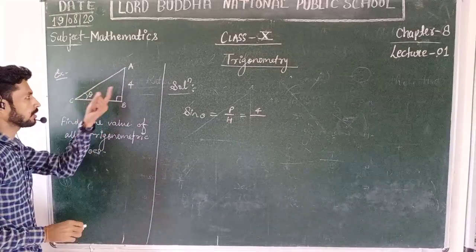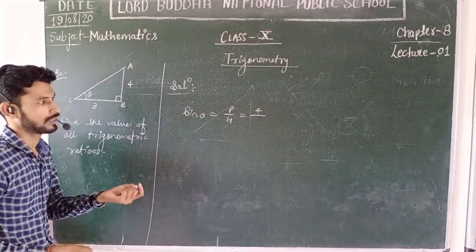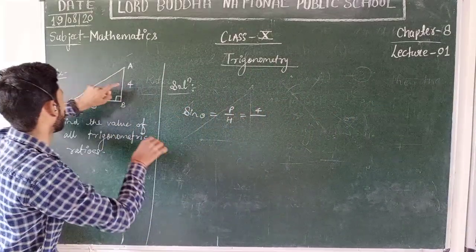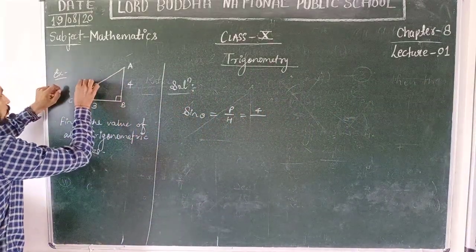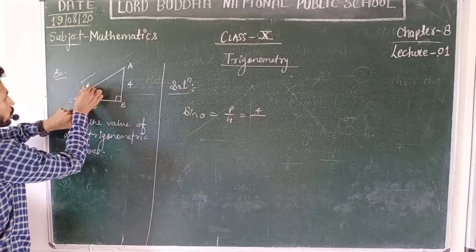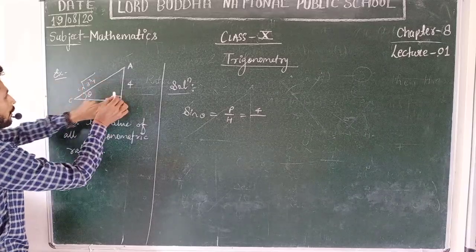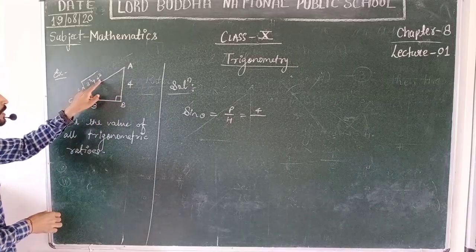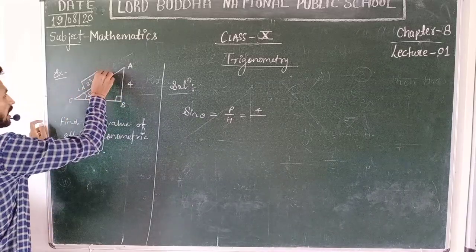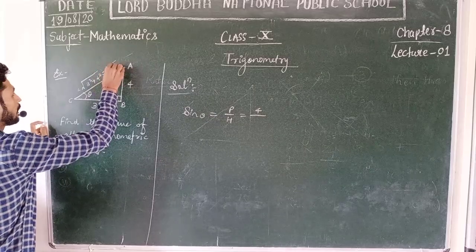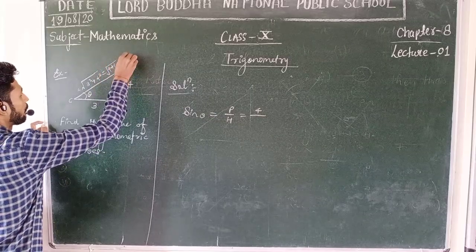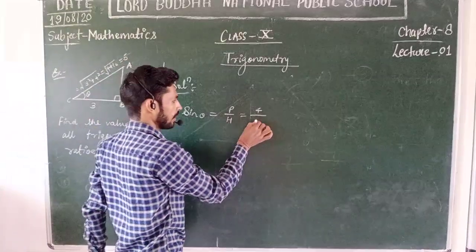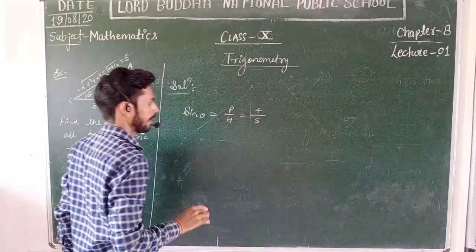What is the value of hypotenuse? It is not given in the question. So according to the Pythagoras theorem, in this triangle, hypotenuse equals under root of base square plus perpendicular square. So 3 times 3 is 9 plus 4 times 4 is 16. Overall this equals under root of 9 plus 16, which equals 5. So the value of hypotenuse is 5. Now write here the value of hypotenuse is 5.